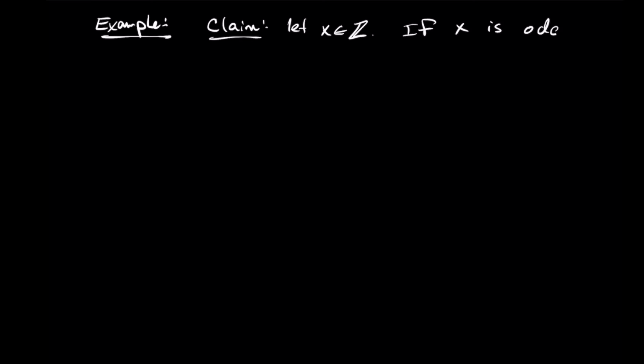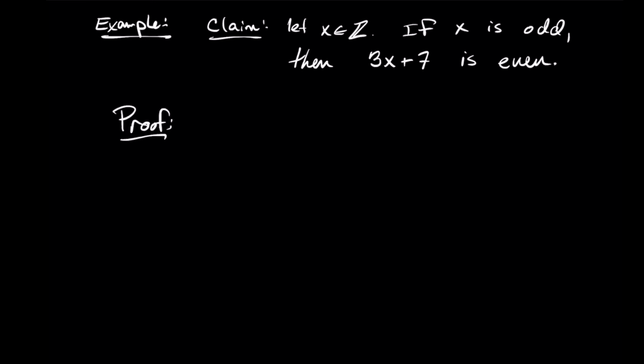So let's look at another example. And we're going to say that our claim is let x be an integer, if x is odd, then 3x plus 7 is even. And to prove that, we're going to do the same thing. We're doing this by direct proof.